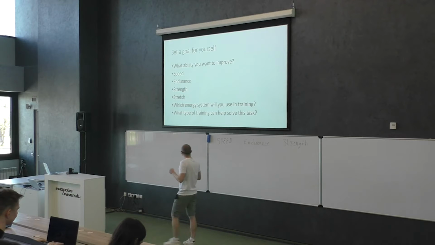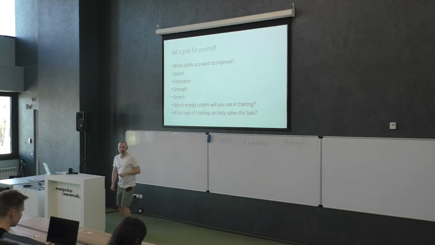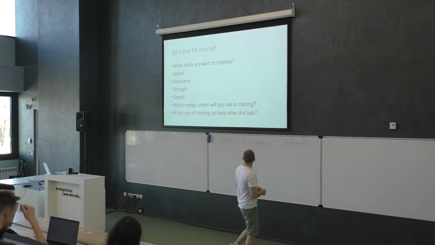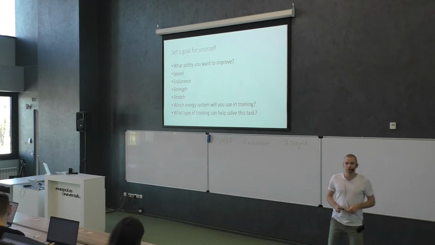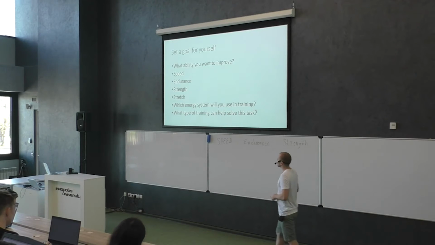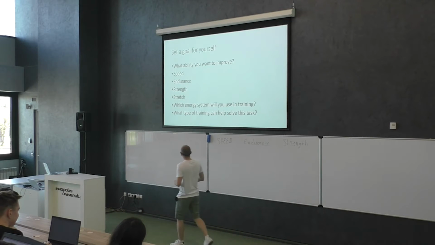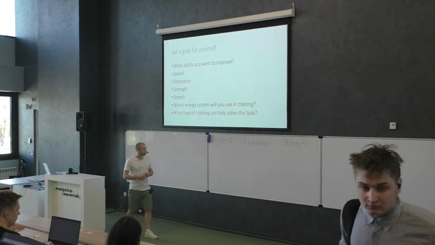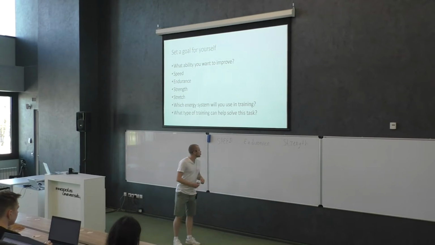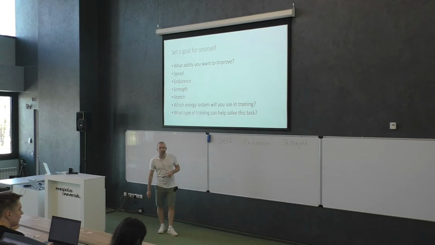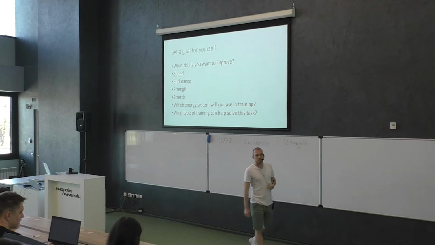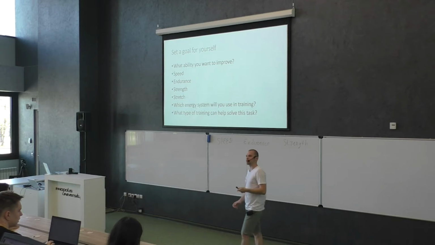The next question is which energy system will you use in the training? To answer this question, you need to first answer a more complex question: why do you need to improve these abilities? For example, you can run, and these 3 abilities you can improve by running.